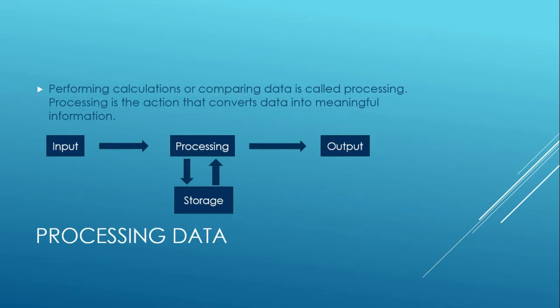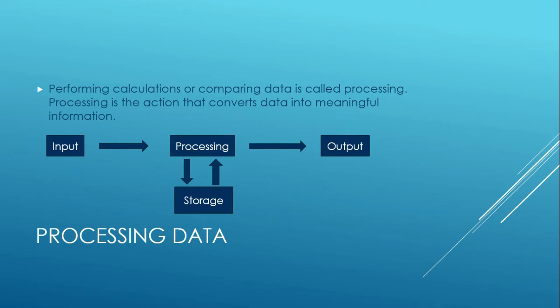Next, we have the processing data. Performing calculations, for example, or comparing data is called processing. Now, processing is the action that converts data into meaningful information. Remember, when you key in the data, it is meaningless. But after processing happens in the central processing unit, my friend, you get meaningful information.